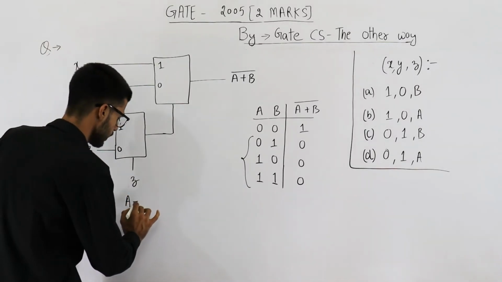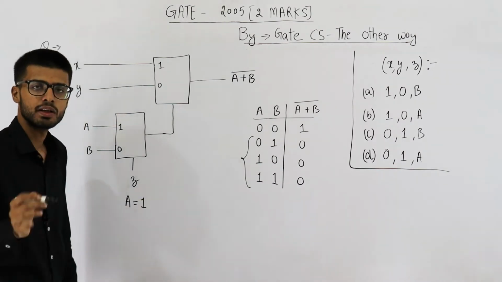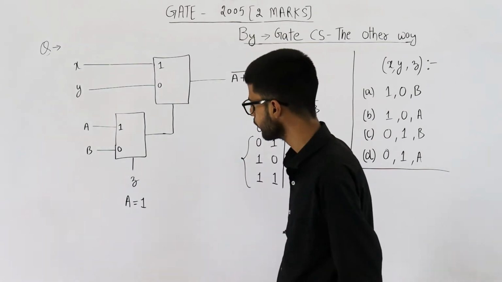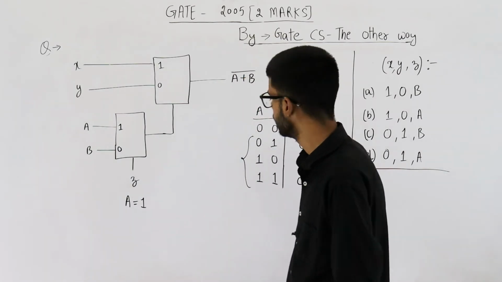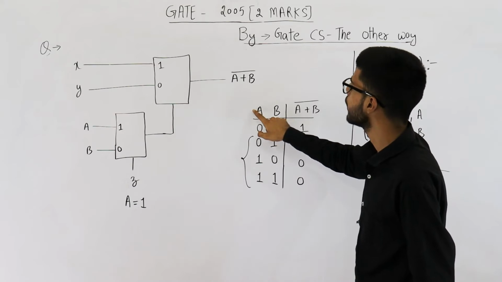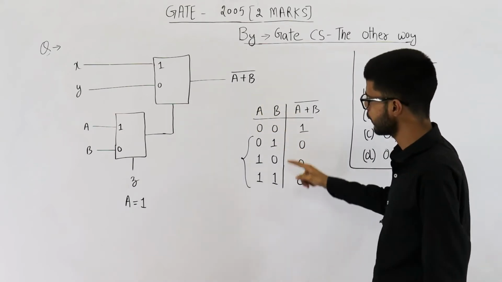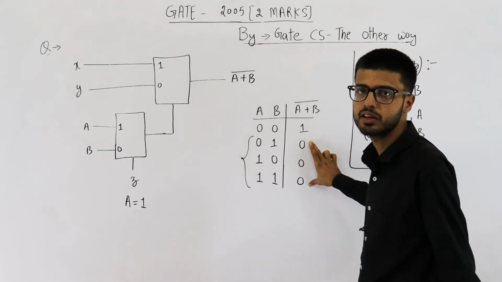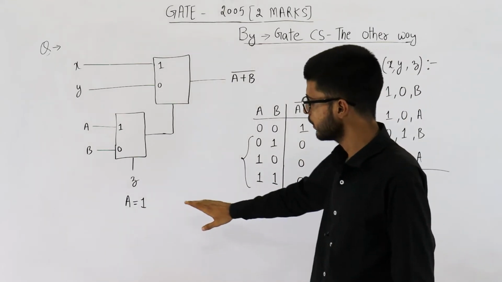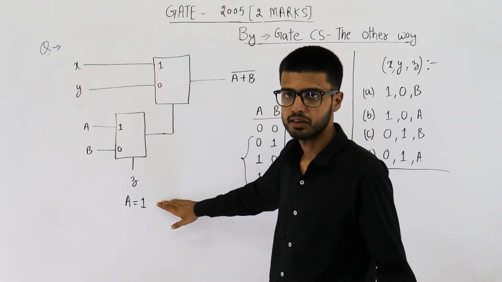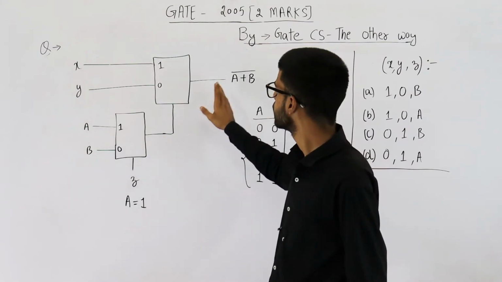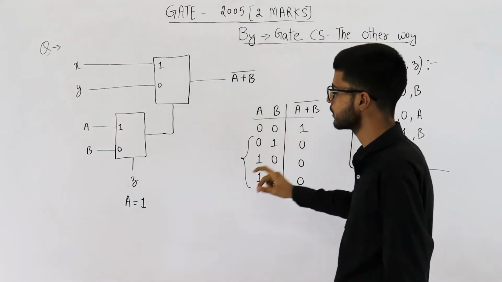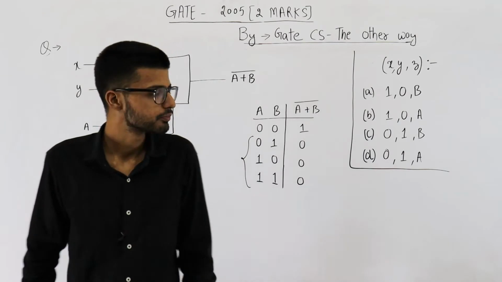A can be 0 or 1. Let us assume A is 1. Then we'll analyze the case when A is 0. For now, assume A is 1. See, we want the NOR of A and B. If A is 1, the output is surely 0. We don't even need to check what B is. The value of B can be anything, be it 0 or 1. The final output has to be 0, according to this truth table, because at least one input is high.